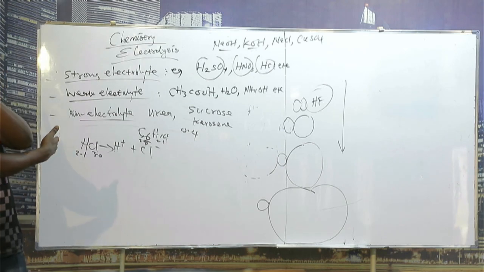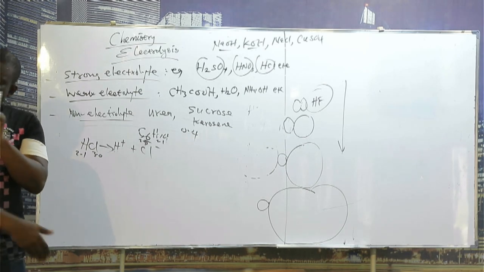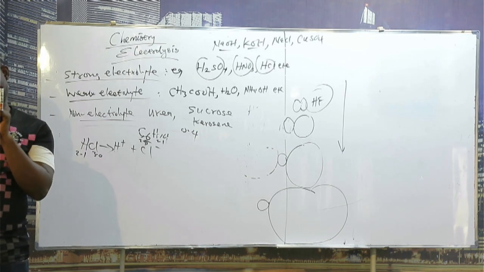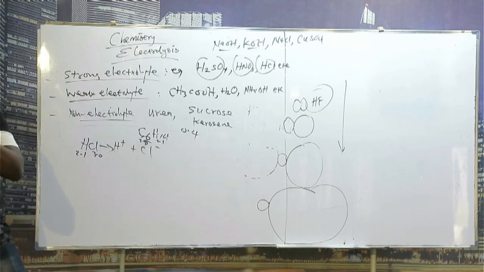I can give you examples of compounds that are not electrolytes. One of them is glucose. Glucose is a compound, but it's a non-electrolyte. A compound like that doesn't dissociate. No matter what you do, you can't dissociate it into ions. So they are just compounds, but not what? Electrolytes.